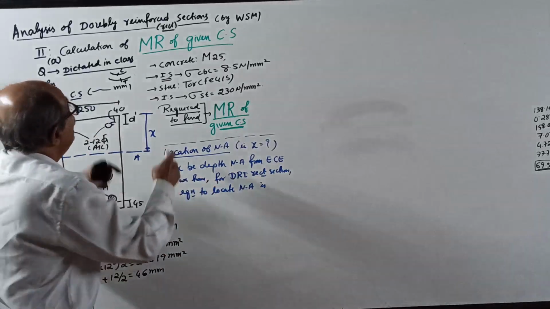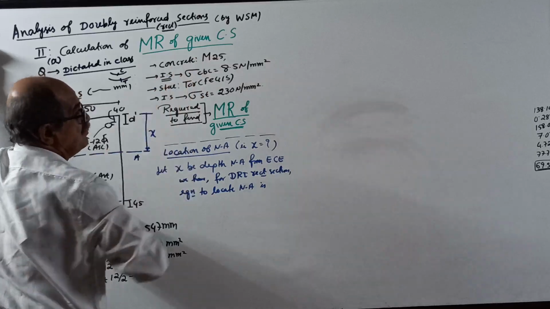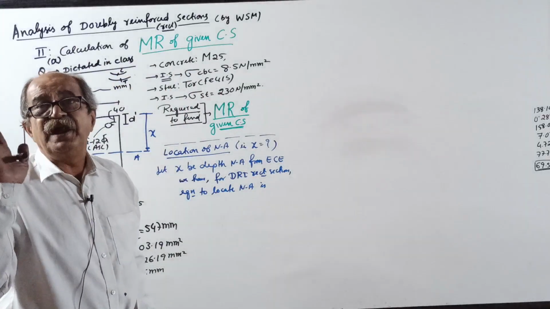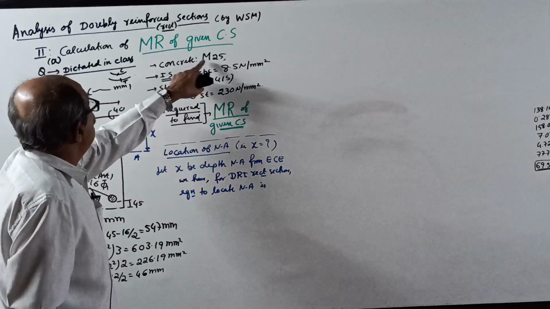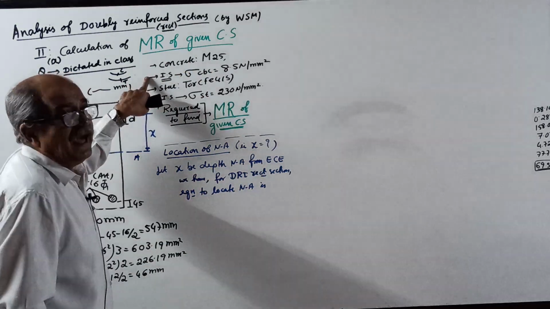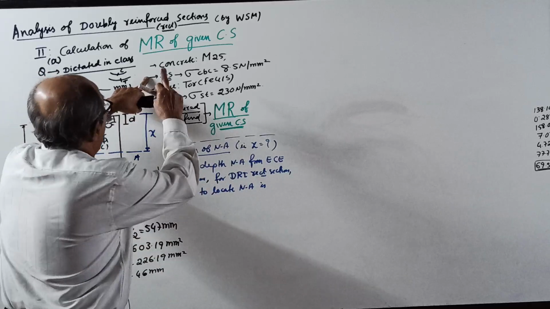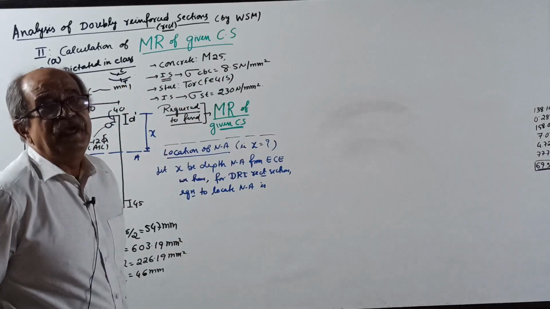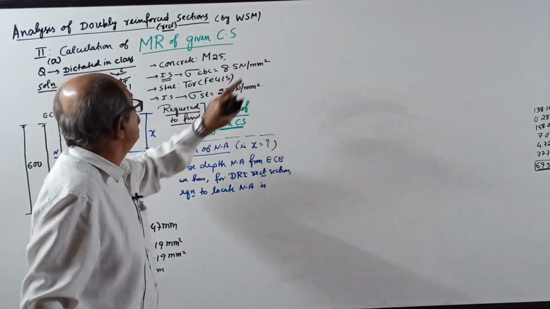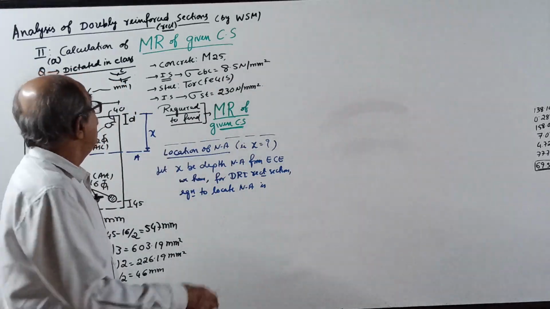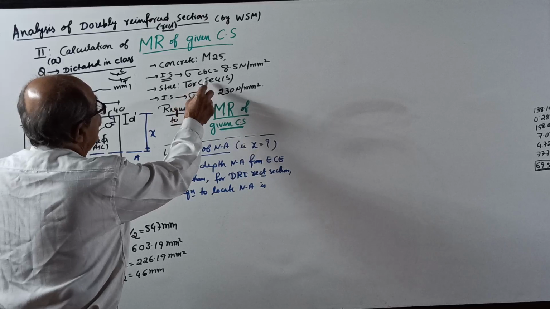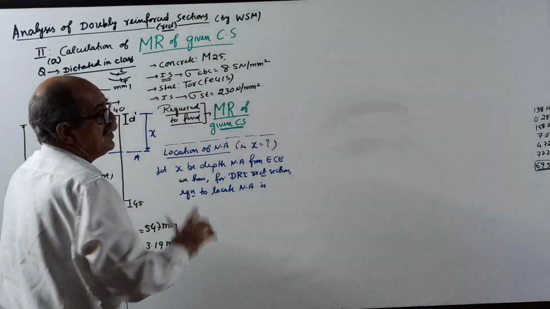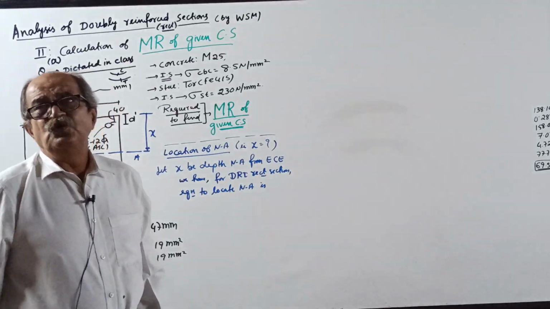Further data, concrete given M25. You write here, given. Arrow mark means I am dictating, you have to write. Given, concrete M25, for which, as per IS code, sigma cbc, permissible stress in bending compression, is 8.5 Newton per mm square. Steel given is Tor of grade Fe415. IS code will tell sigma st is 230 Newton per mm square. Means you find the moment.